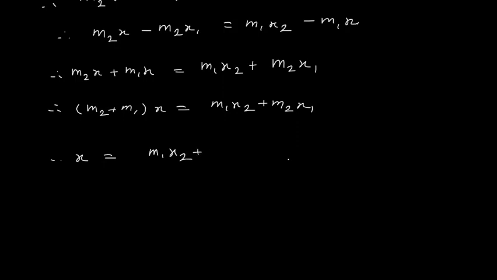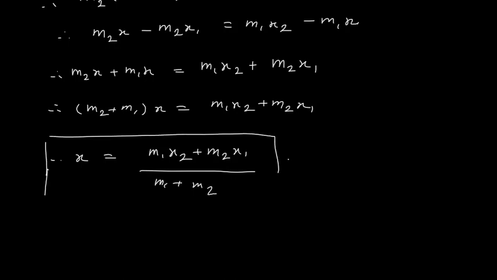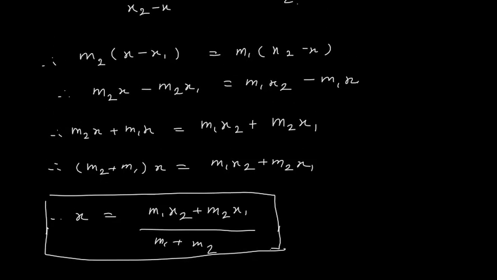So therefore I can say that this x is equals to M1x2 plus M2x1 upon M1 plus M2. Okay, this is the value of x. X is M1x2 plus M2x1 upon M1 plus M2, right? Understood. So this is called section formula.